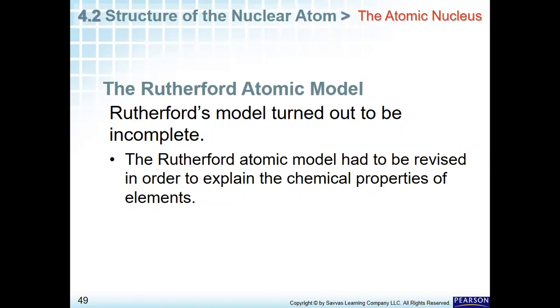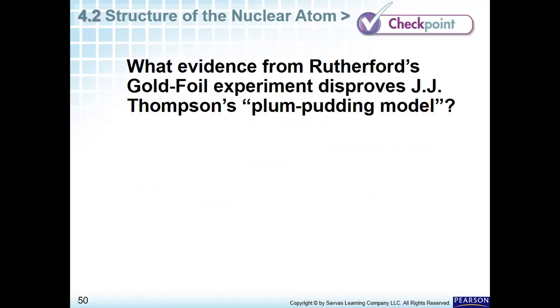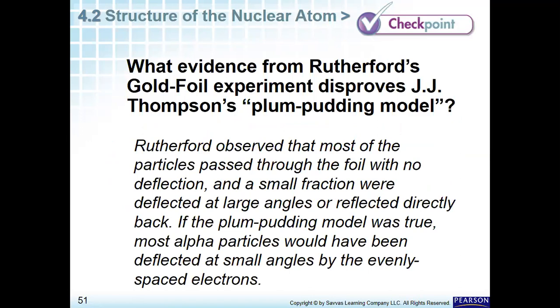Rutherford's atomic model had to be revised in order to explain the chemical properties of the elements. So what evidence from Rutherford's gold foil experiment disproves J. J. Thomson's plum pudding model? Rutherford observed that most of the particles passed through the foil with no deflection. That means there is empty space. On the other side, the plum pudding model was not true because it said that most of the atom is a uniform solid.